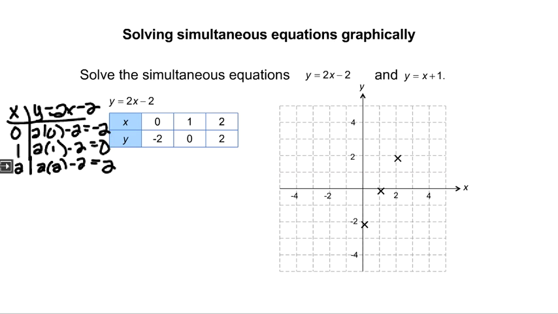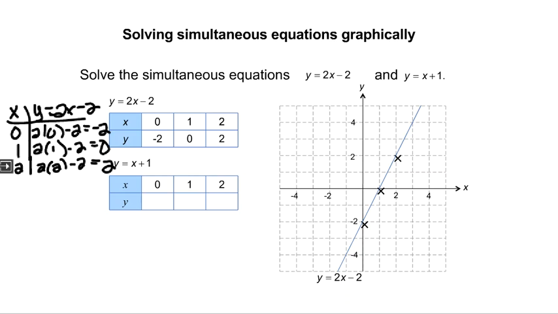And there's those 3 points plotted. So there's 0, -2, 1, 0, and 2, 2. So there's those 3 points plotted. And I'm going to go ahead and let the digital tool plot the graph. And now I'm going to go ahead and do the same thing for the second graph.